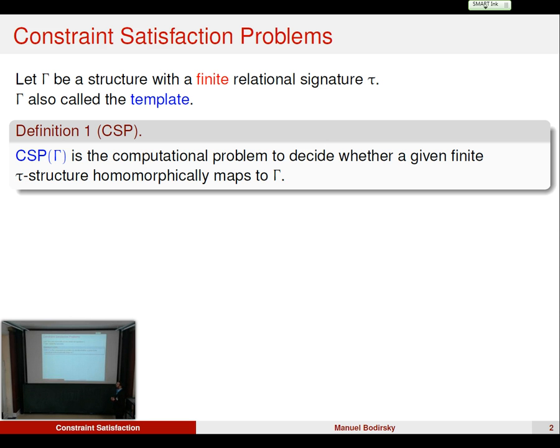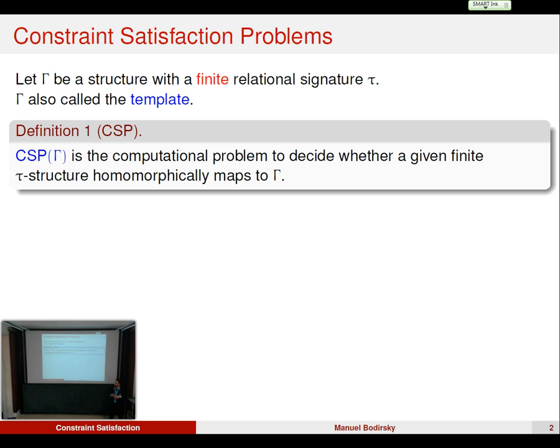These are computational problems in theoretical computer science. What we do is we fix a structure gamma, which has a finite relational signature. The structure can be infinite, but we have a finite number of relations defined on the structure. And typically, if we use it for constraint satisfaction, the structure gamma, we call it a template.